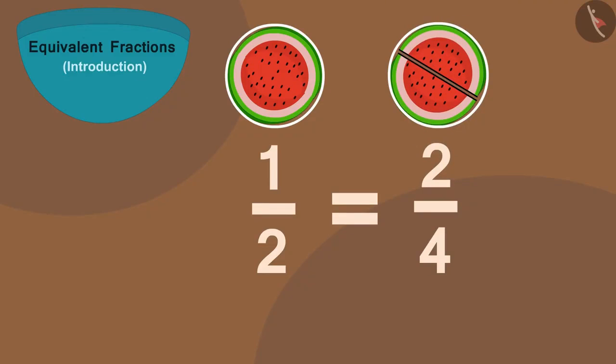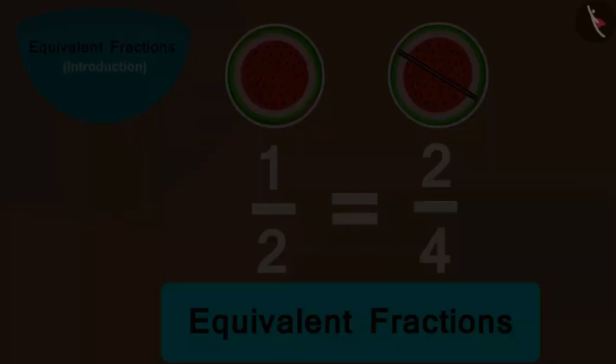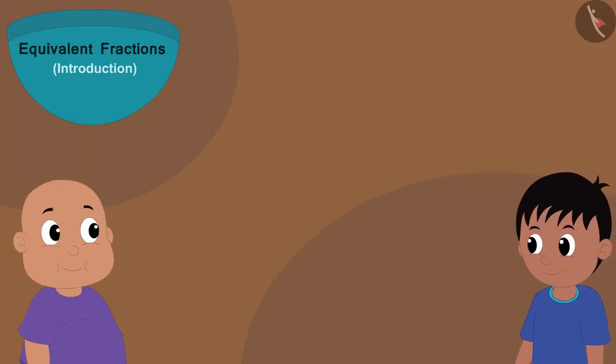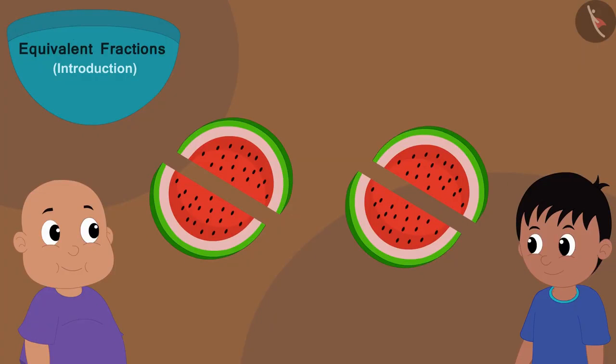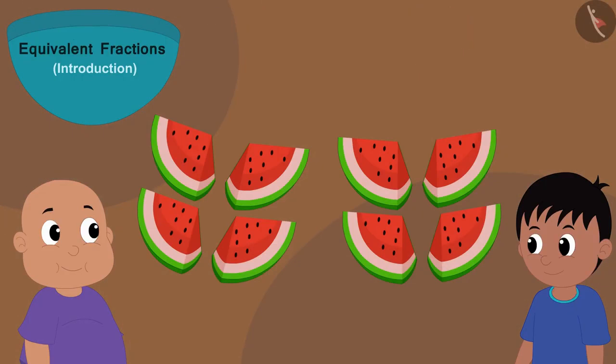Such fractions that are equal are called equivalent fractions. Now Raju told Bablu that even now those pieces are quite big. Can he cut them into smaller pieces? Now he cut all the pieces from the middle and divided them into 2 pieces. Now, the whole watermelon is divided into 8 parts. And children, you can see, right? All these 8 parts are exactly the same.